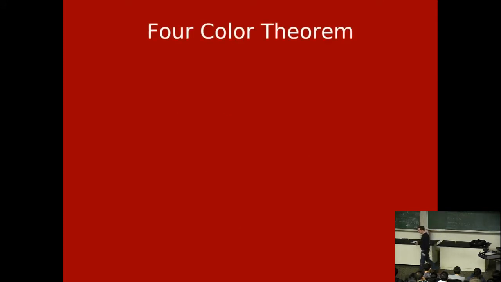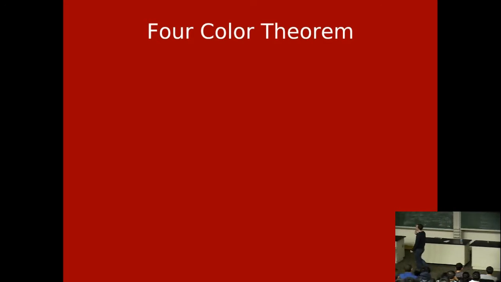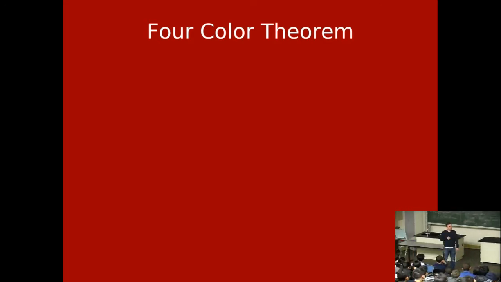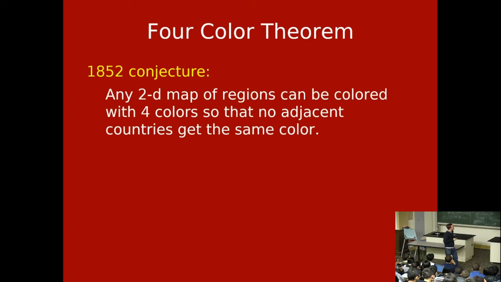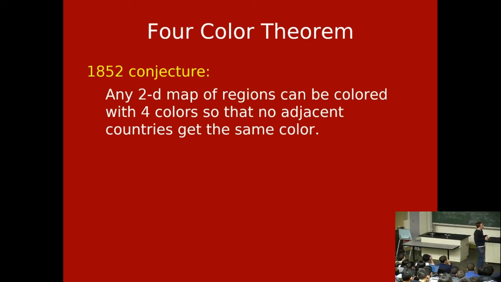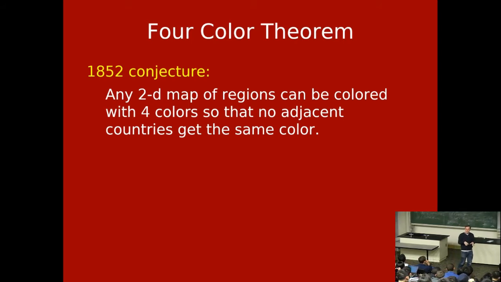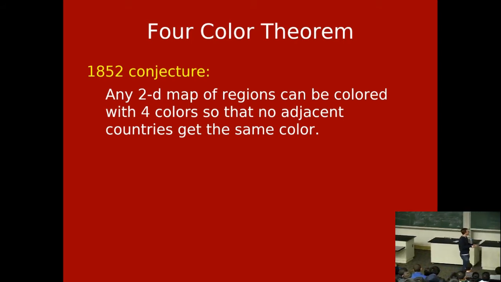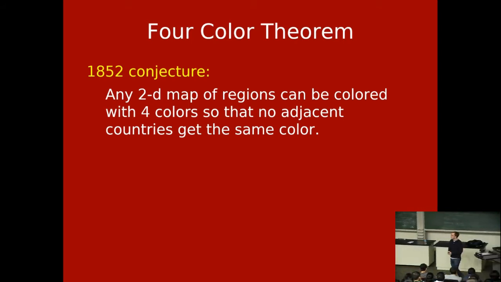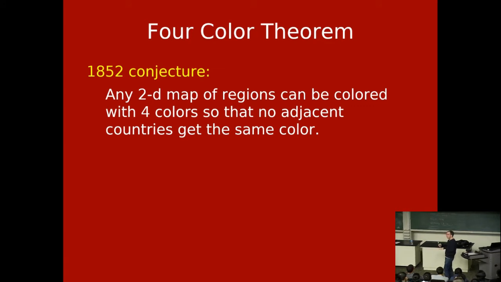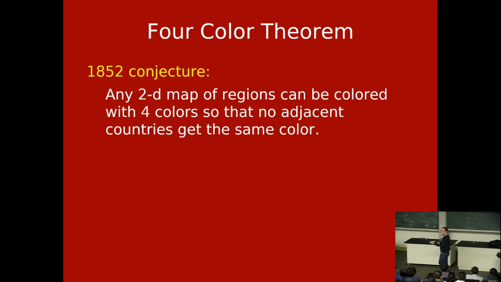Maybe one of the more famous anecdotes concerns the four-color theorem. This is a famous problem in mathematics. It was posed by somebody in 1852, and they conjectured that whenever you have a two-dimensional map of regions, any map that divides a piece of paper into regions, there's always a way you can color the regions with at most four colors such that adjacent regions never get the same color.